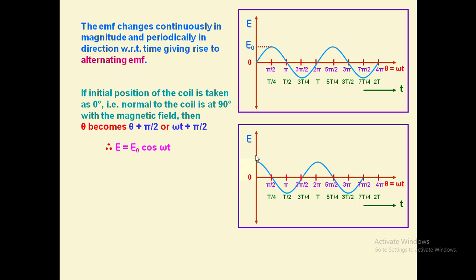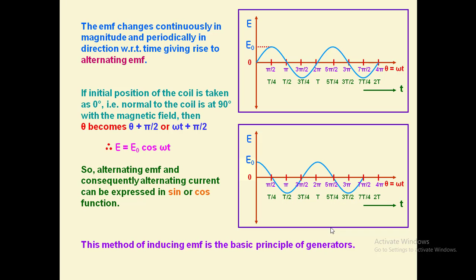Now for this expression, we can represent the curve as this cos curve. The first one is the sine curve, the second one is the cos curve. You can see there is a phase difference of pi by 2 because the sine curve starts from 0 but the cos curve starts from maximum. Any one expression you can consider, either sine function or cos function, both represent a sinusoidal wave alone. So alternating EMF and consequently alternating current can be expressed in either sine or cos function. This method of induced EMF is the basic principle of generators.